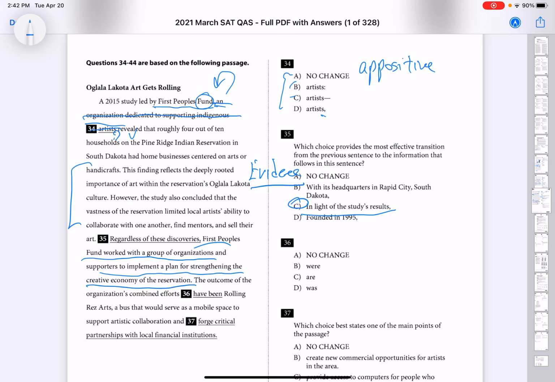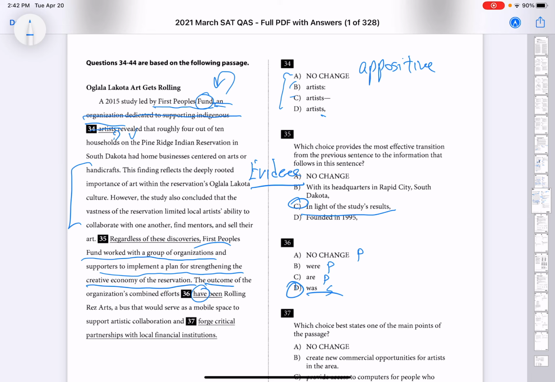All right, 36. The outcome of the organization's combined efforts. Okay, so again, let's go through this. Have is plural. Were is plural. Are is plural. Was is singular. So 36 should be D, was, because this is the only one that's singular, and it's referring back to the outcome.